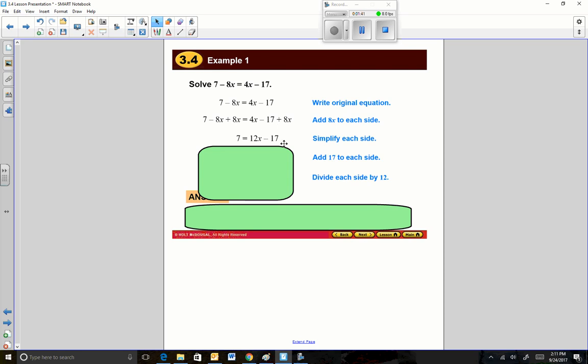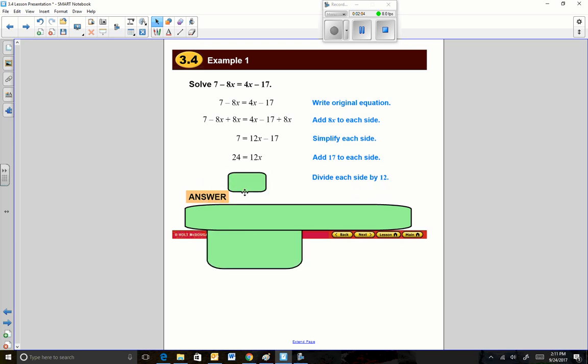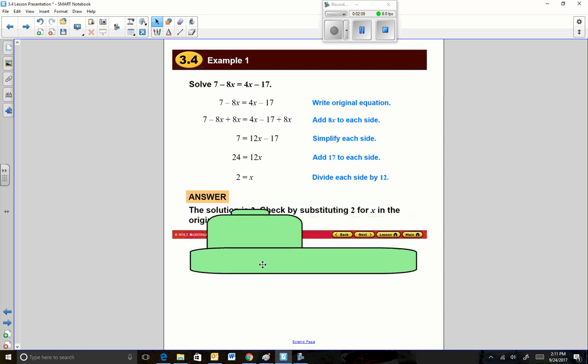So we simplified each side. Now, we still need to get x all by itself. A minus 17 is hanging out, so we need to add 17 to both sides. And we would get that 12x equals 24. Now we still need a single x when we're finished. We need one x, so divide both sides by the 12. So 12 over 12, 24 over 12. When we do that, we will get x equals 2. And so that's our answer, that is x equals 2. So therefore, the solution is 2. Check by substituting 2 back in to see if it's correct.